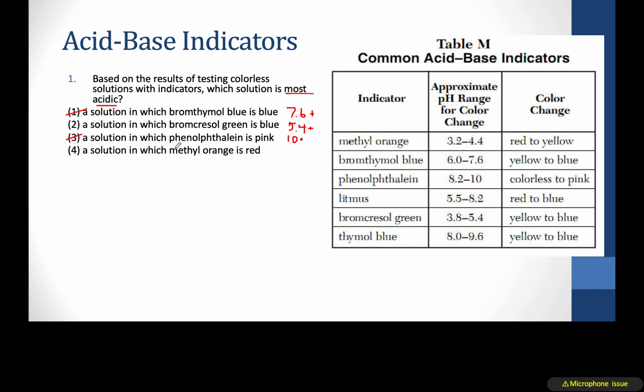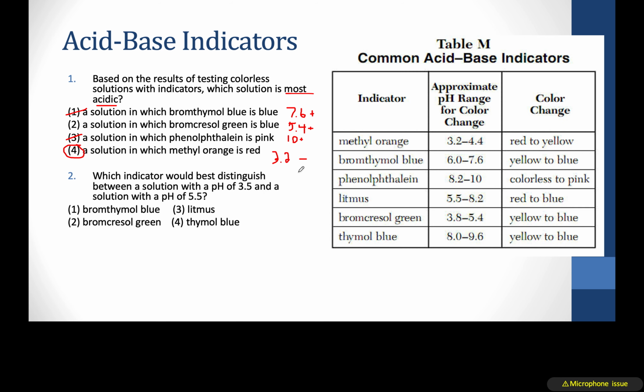A solution in which methyl orange is red. Oh, I think this is going to be it. So if methyl orange is red, that means it's on this end of the scale, so it's less than 3.2. So this is the best answer here, because remember, it's asking for the most acidic. Okay. So if methyl orange is red, that means the solution has a pH below 3.2, which is pretty acidic. Okay, so that's going to be 4.